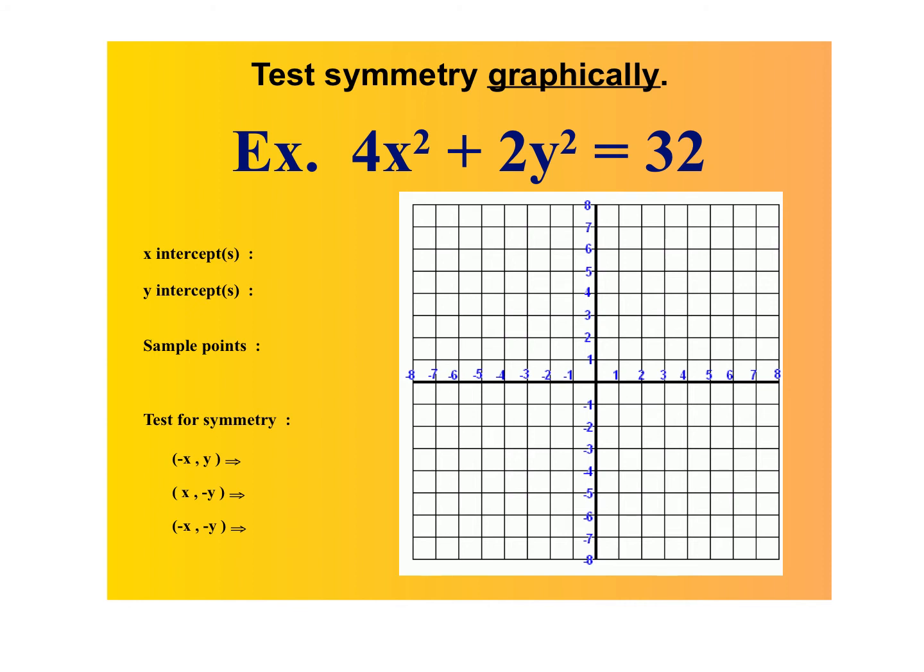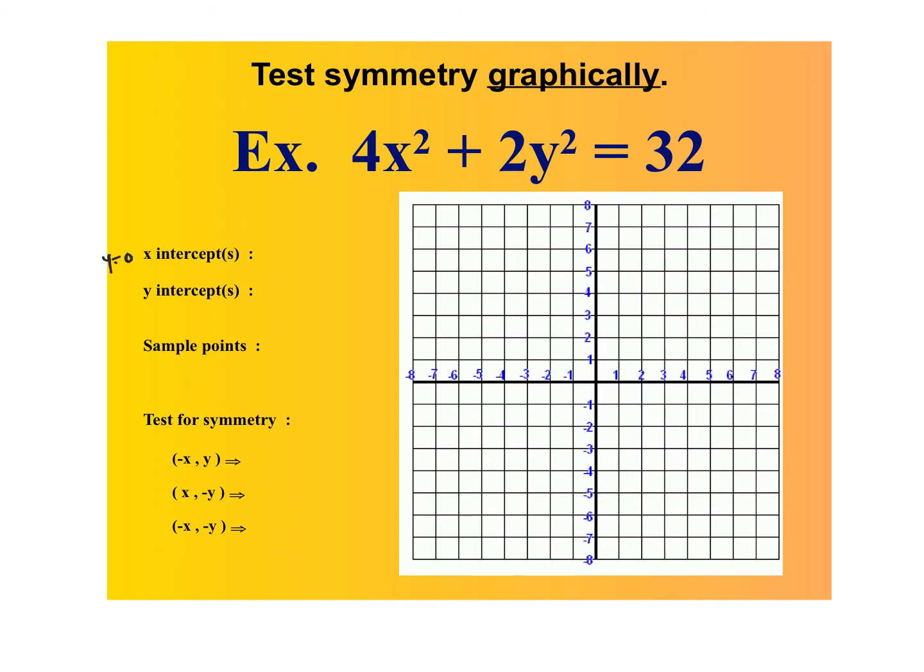So the first test we're going to look at is the graph test, testing for symmetry graphically. It's definitely more involved of the two methods. The first step is going to be to find our x and our y intercepts. So I'm going to start with the x-intercepts. This is where y is equal to 0.